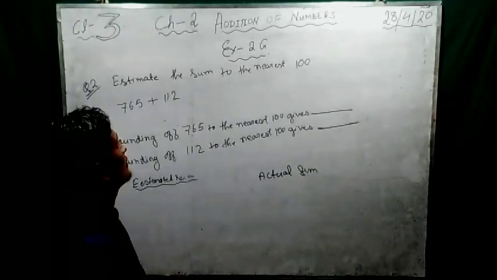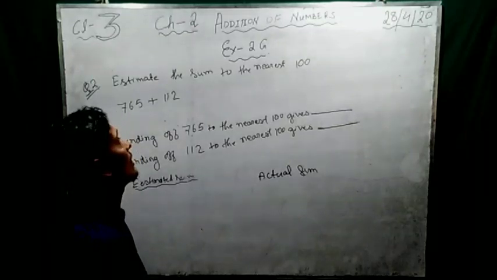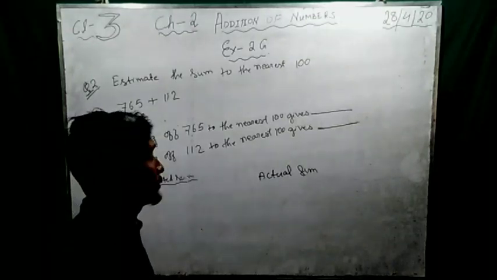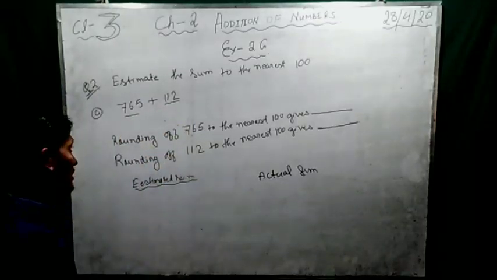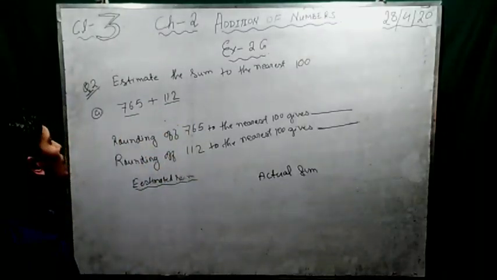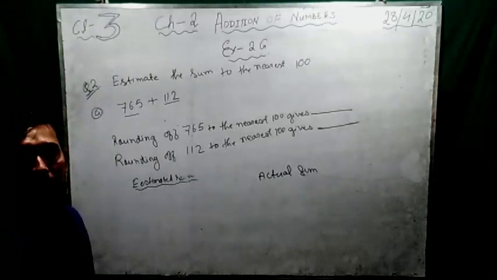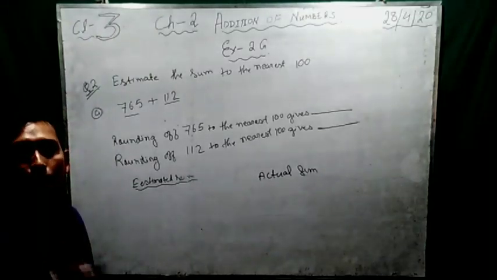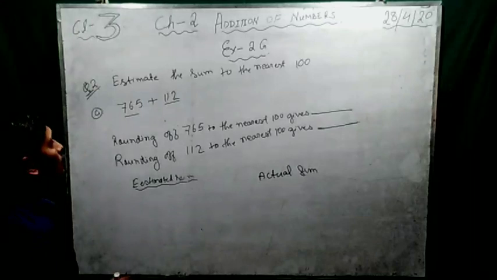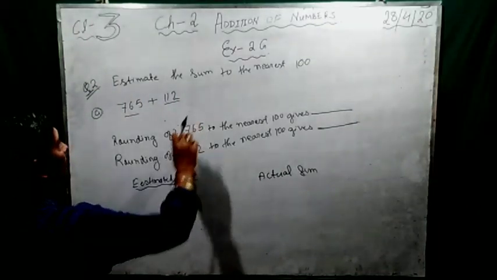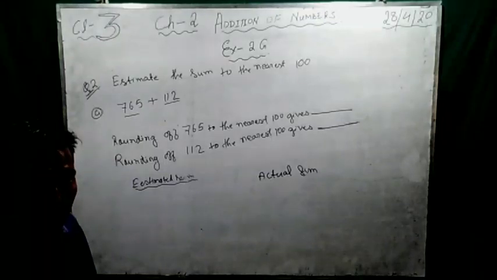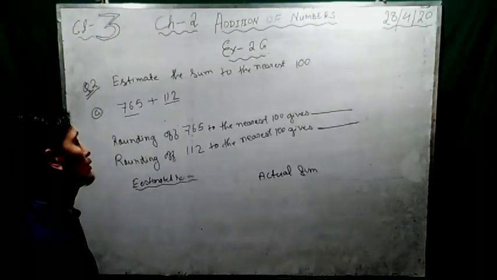So let's start question number 2. Rounding, estimate the sum to the nearest 100. Question number 2, number A: 765 plus 112. 765 plus 112. So first of all we have to round off these numbers to the nearest 100. Okay. So let's do it.